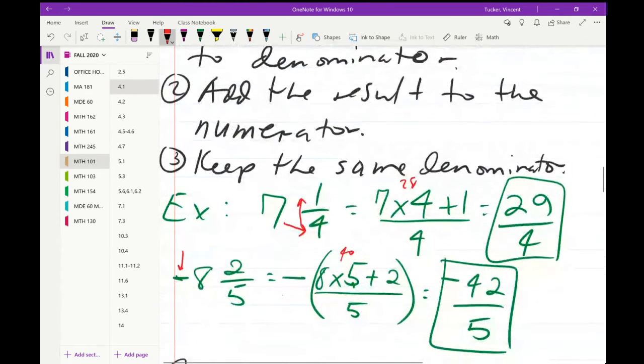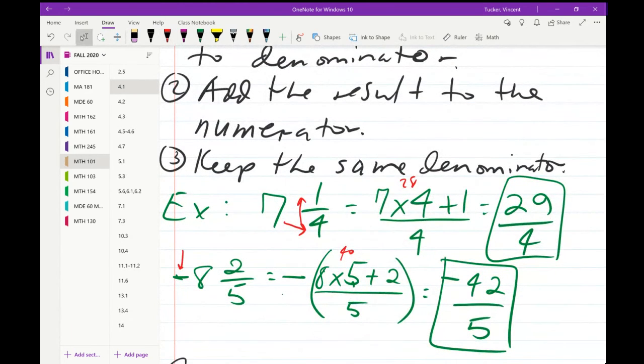All right. Same thing here. We have -8 and 2/5. So if you're going to convert a mixed number that has a negative, that negative just sits out front. You don't do anything with that. But then you will do the process of 8 times 5 plus 2. And so that would be 42 in your numerator. And 5 stays in your denominator.